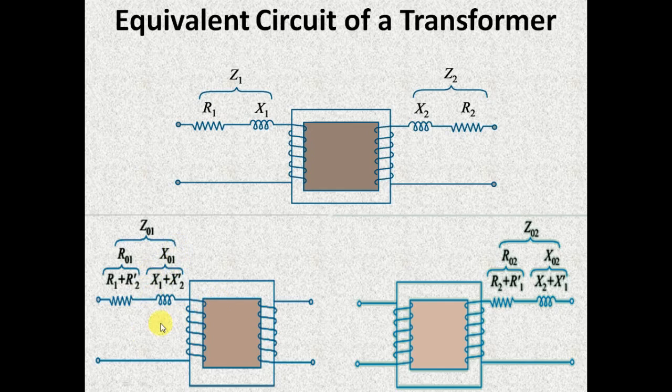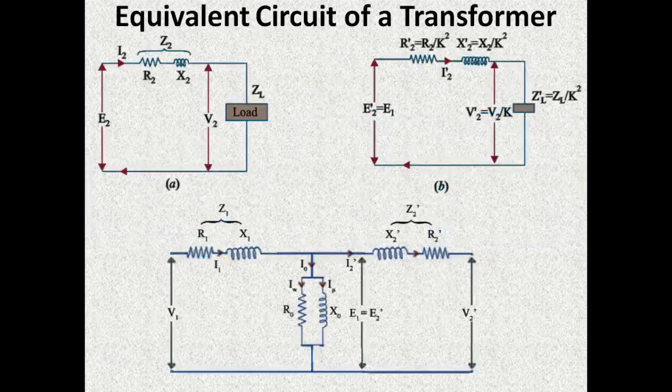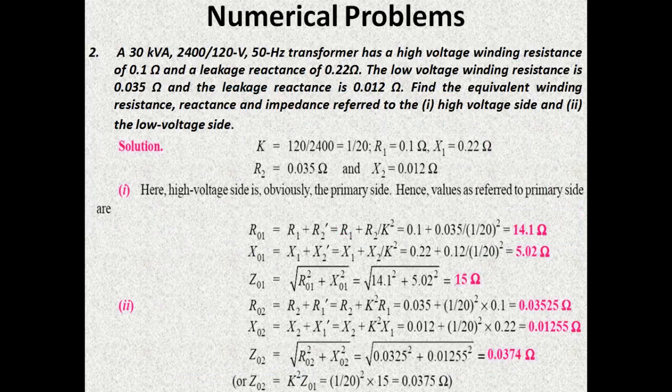You must draw this diagram also along with such sort of problems. This diagram carries some marks. So if you see here, you can find the value of R2 dash by R2 by K square. So R01 can be determined by R1 plus R2 by K square. K is found out to be 1 by 20. So after solving this, you will be able to get the value of R01. Similarly, you can find the value of X01 also. From both these values, you can find the value of impedance as square root of R square plus X square.